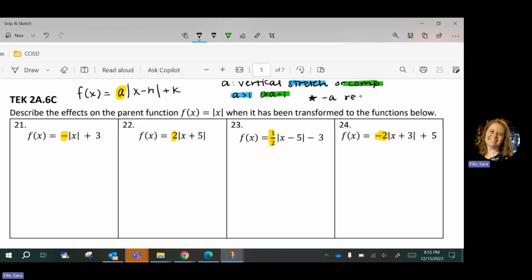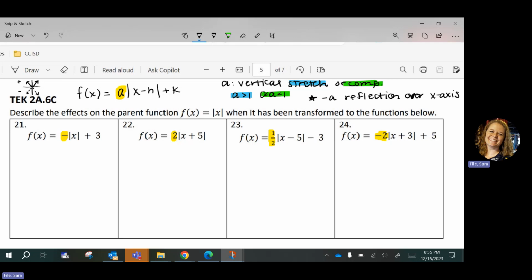Now when it is negative, it is a reflection over the x-axis, so a vertical reflection. So normally the absolute value graph is the V that opens up like this. We did that when we talked about the parent functions. If you have a negative multiplied on the outside, it flips it over, and so it looks like this, like it's opening down. So that's a positive versus a negative A.